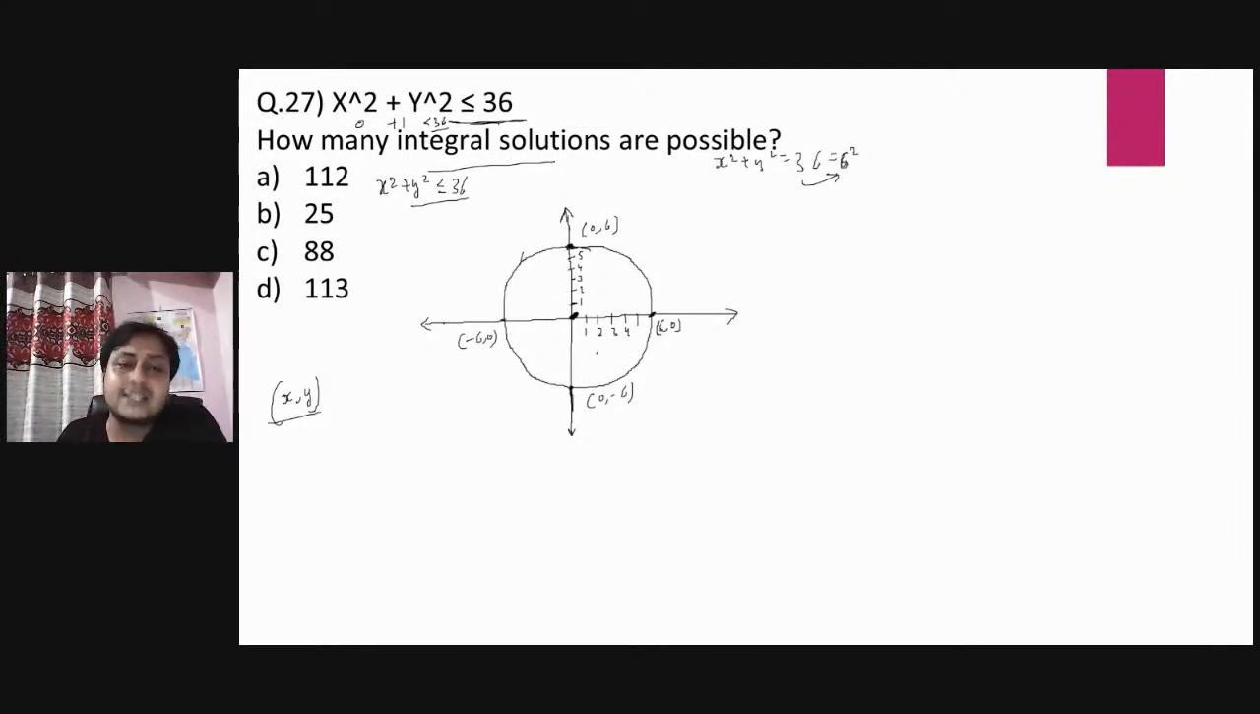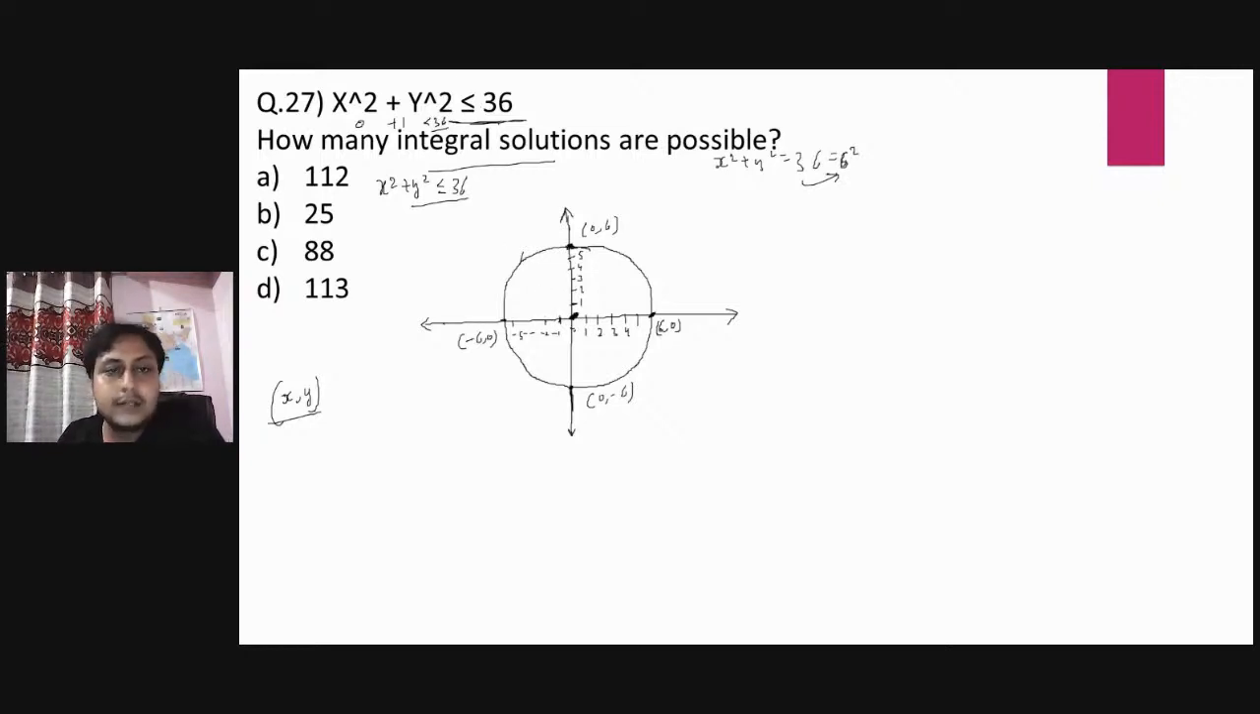Similarly, guys, this is a symmetric figure with the origin as center. If there are 6 solutions on the positive x-axis, then 6 solutions should be on the negative x-axis. Similarly, 6 solutions on the positive y-axis, so 6 solutions should be on the negative y-axis, like coordinates minus 1 comma 0, minus 2 comma 0, and up to minus 5 comma 0, right? And one solution should be minus 6 comma 0. So how many points? 6 points means 6 solutions that fulfill the given condition, right?